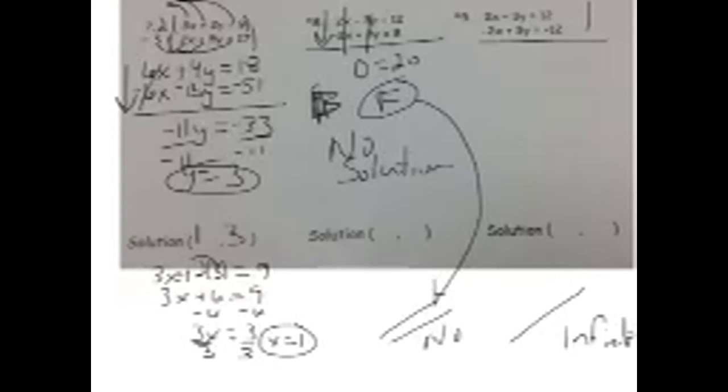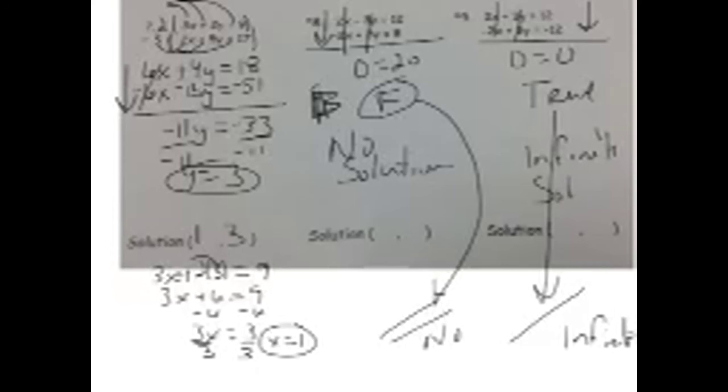Similar thing's going to happen on this one over here. The 2x's cancel out. The 3y's cancel out, leaving us with 0. 12 minus 12 is 0. This is a true statement. And true statement means infinite solutions.